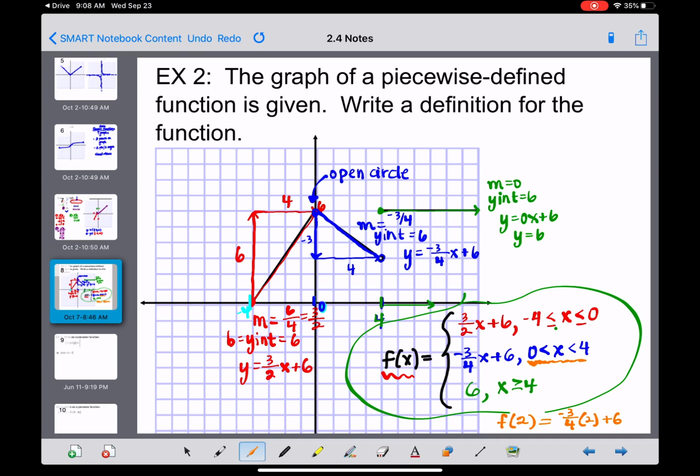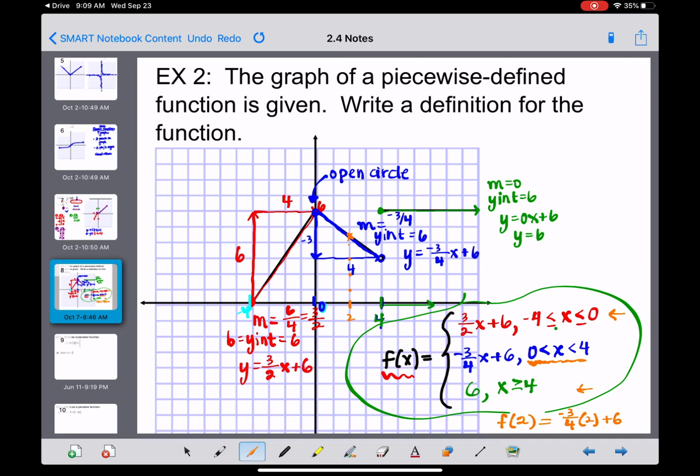If we did that, we'd get -6/4. You could use a calculator. -6/4 is -3/2 or -1.5. -1.5 plus 6 is 4.5. So at 2, right here, we should be at 4.5: 1, 2, 3, 4.5. So you could just check to make sure it's actually on your line. You could check one in each section and make sure you'd actually get it on those pieces of the graph. So that's writing an equation from a graph.